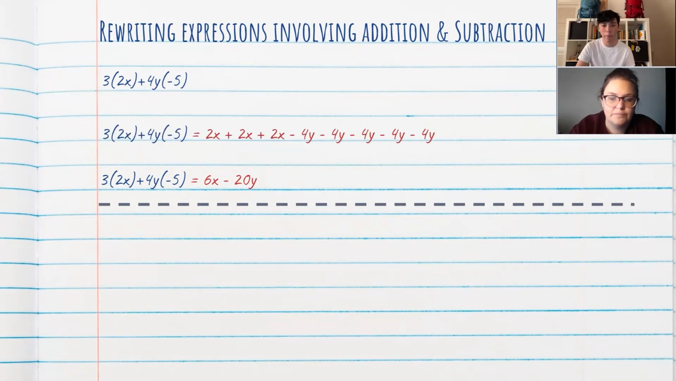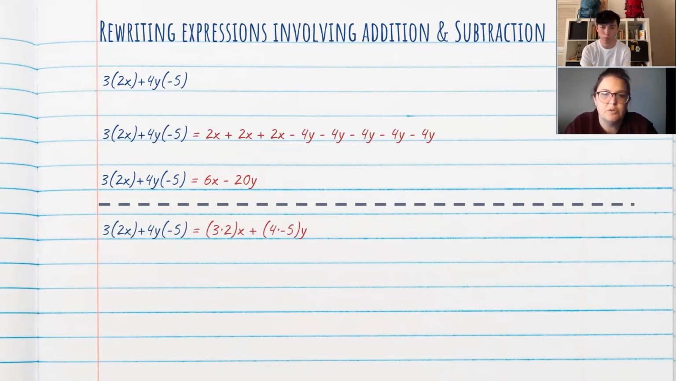Okay. Now we can do this instead of just expanding out, which is the addition. We can use the multiplication. We can go ahead and multiply 3 times 2 for the x variable, and then we can multiply 4 times negative 5 to get the y variable, and we can see that we get to the same equation, 6x minus 20y.